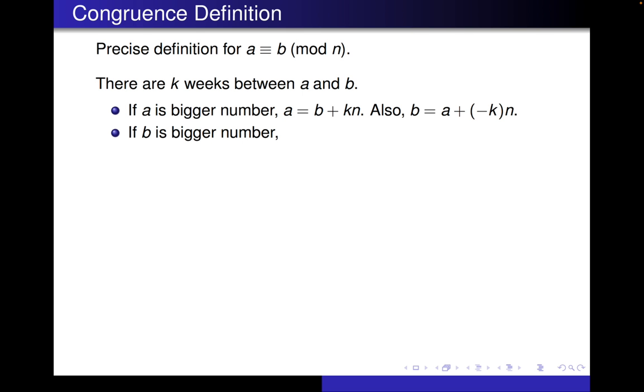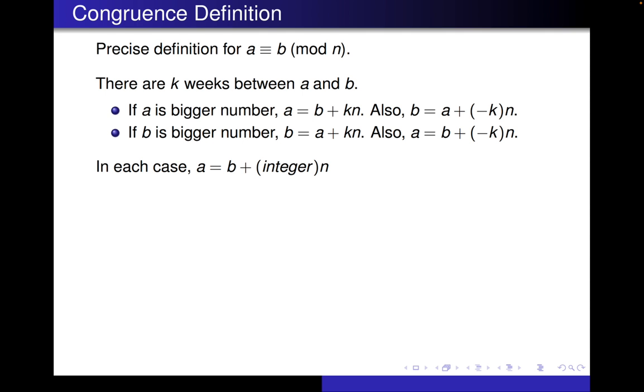To get from A to B, you're going to start with B equals A. Well, maybe not equal A. A might be a little smaller. You're going to add however many weeks there are between A and B to A to get to B. So B is going to equal A plus those k weeks, which is, again, k times n days. And as before, if you solve for A in this equation, you get A equals B plus a negative k times n.